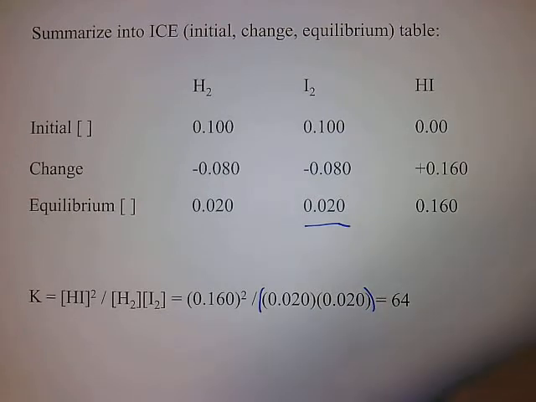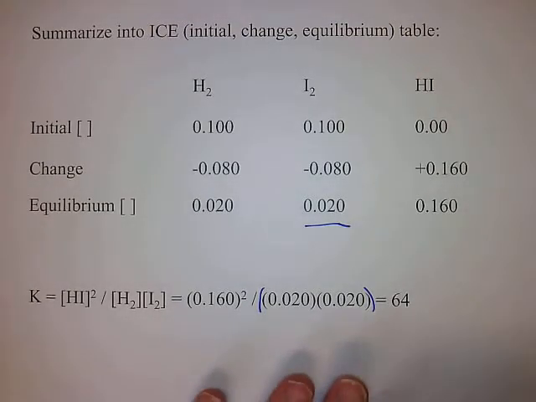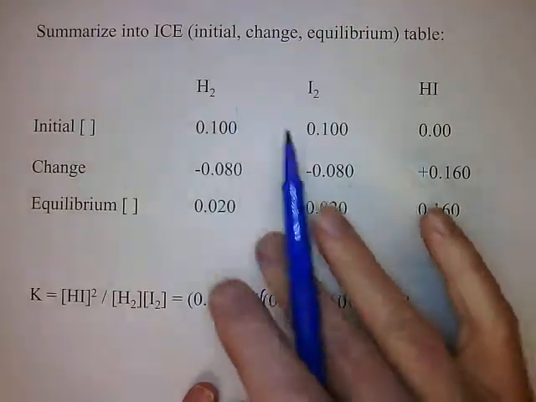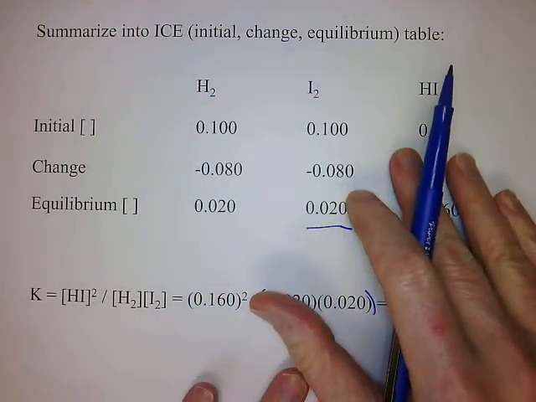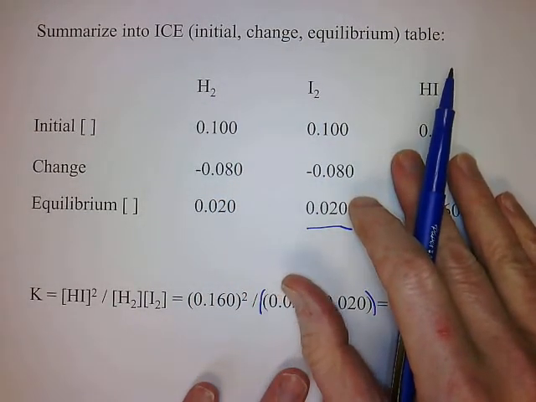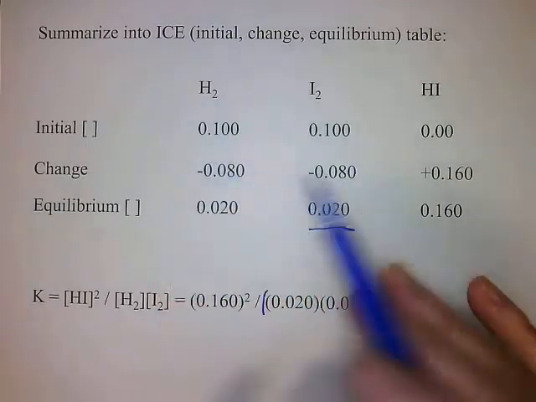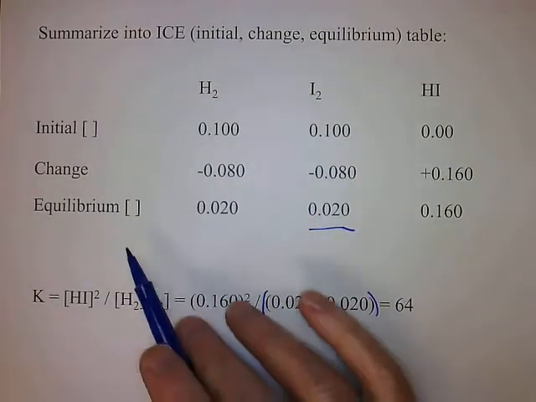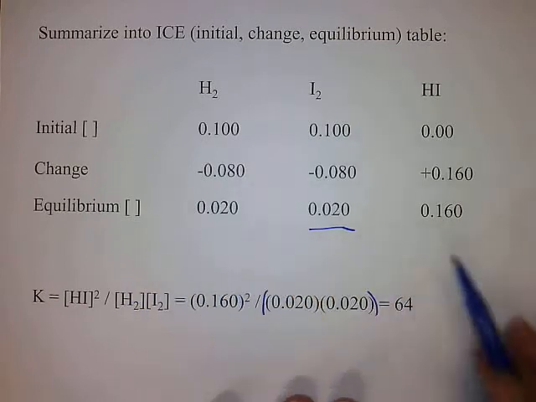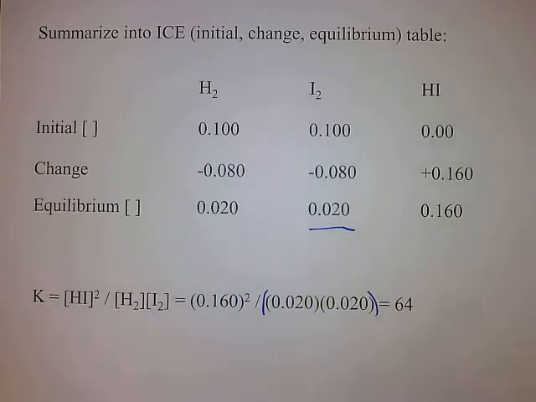Okay, that type of problem is typically pretty simple. One more time, you're given initial concentration data, and you're given the concentration of one species at equilibrium. And you basically have to use the reaction stoichiometry to figure out the equilibrium concentrations of the remaining species.